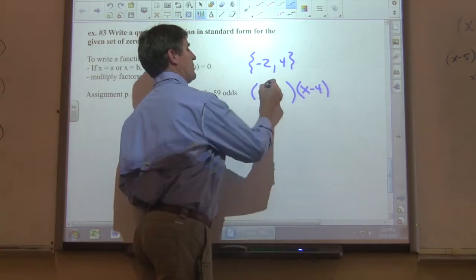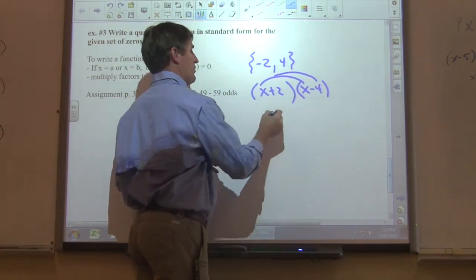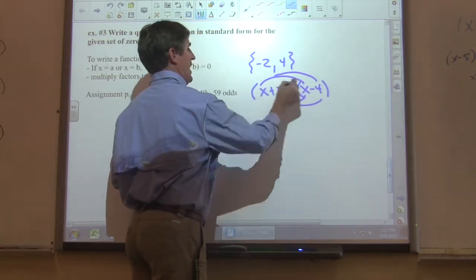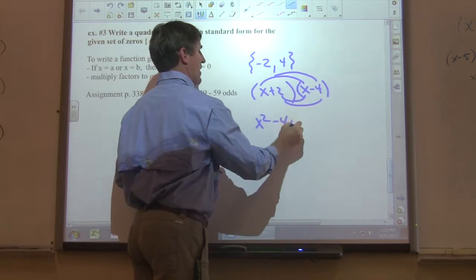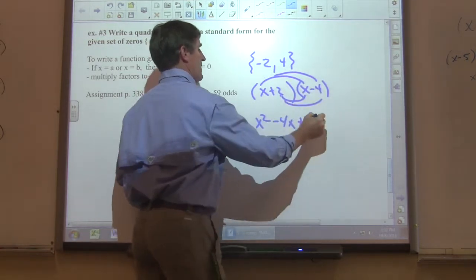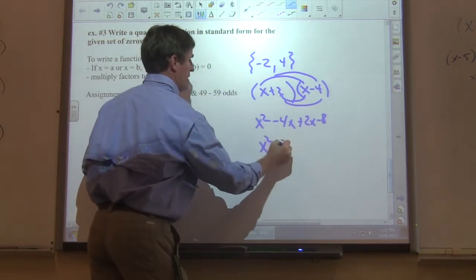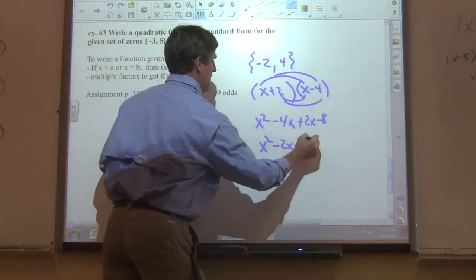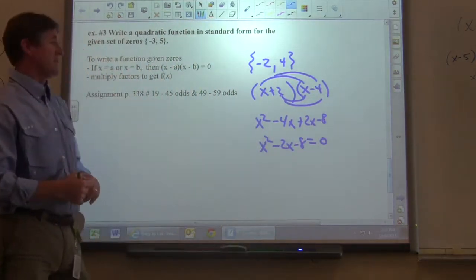And then you just FOIL this, claw, double distribute, whatever you do to solve those. X times x is x squared. X times negative 4 is negative 4x. 2 times x is 2x. 2 times negative 4 is negative 8. And then we add like terms. So x squared minus 2x minus 8 equals 0 would be our equation.